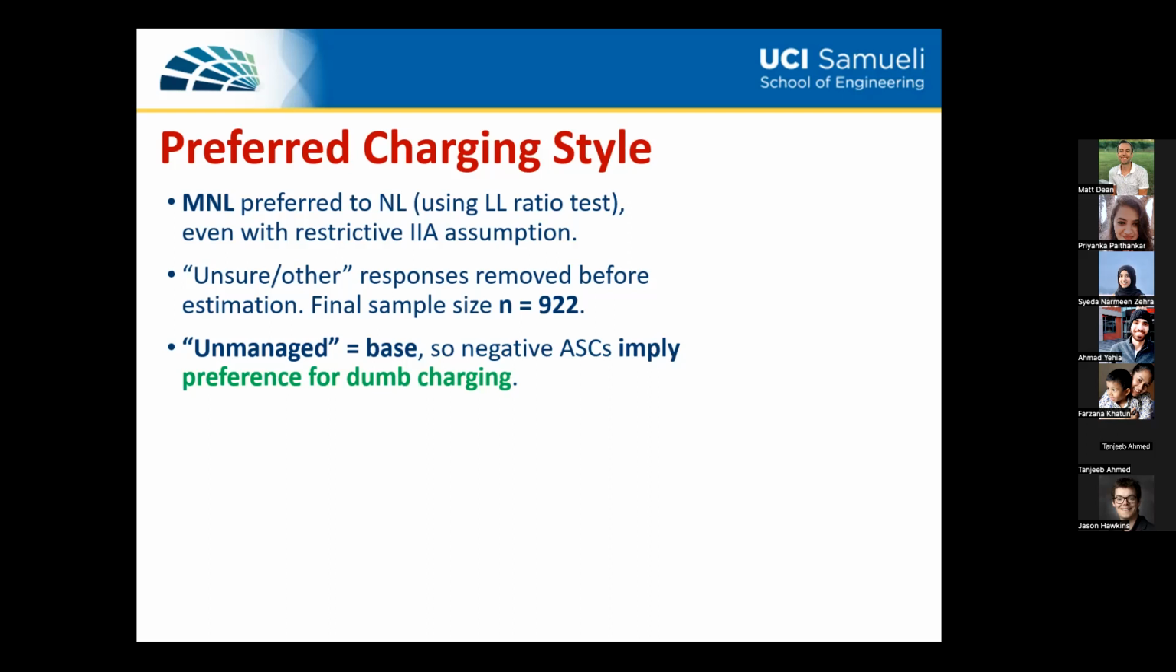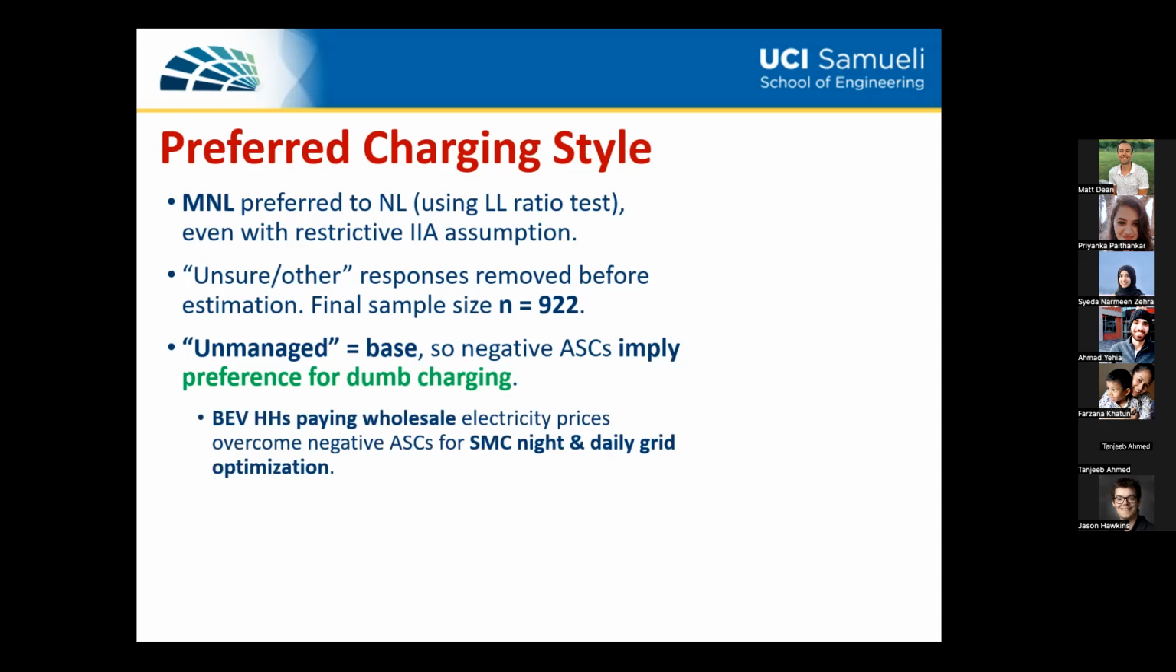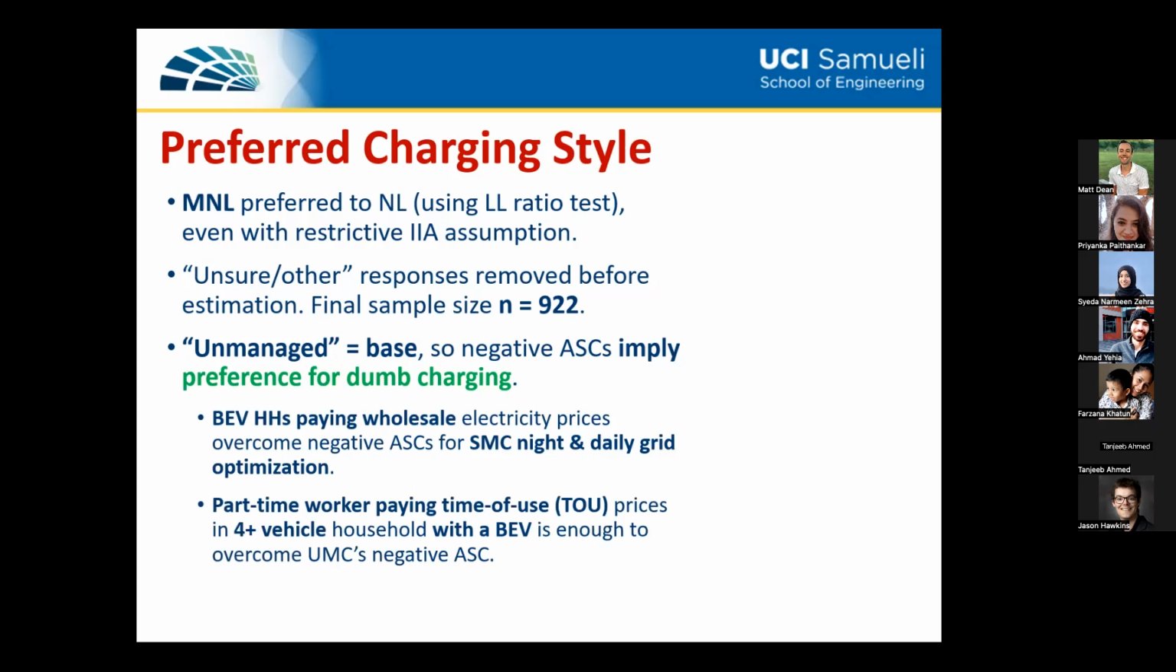With our model specification, we find that the negative ASCs imply a preference for dumb charging. So who could potentially overcome that negative preference for dumb charging? If you have a household with a BEV who pays wholesale electricity prices, they can overcome it for nighttime supplier managed charging and daily grid optimization for the local conditions in their community. Similarly, a part-time worker who pays time of use prices for their house and is in a 4+ vehicle household where at least one is a BEV can overcome the negative alternative specific constant for user managed charging with an app or timer.